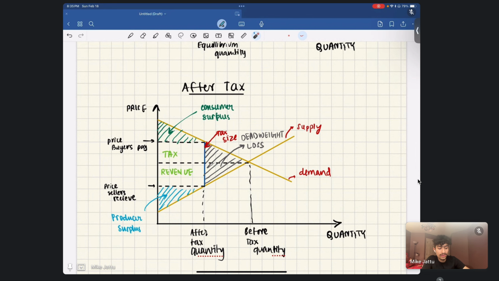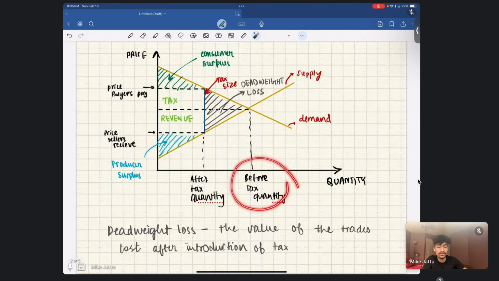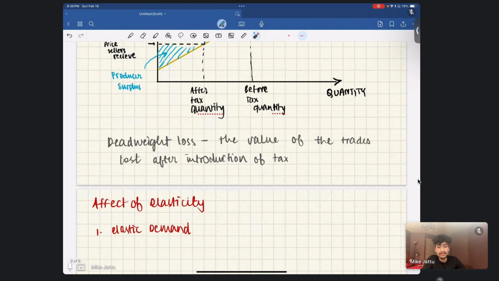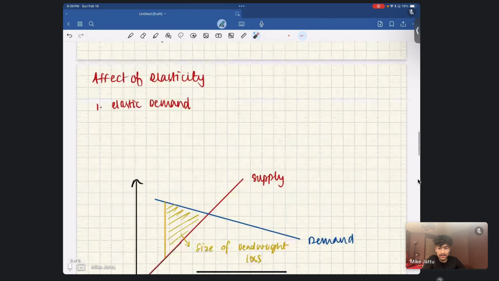Now, due to the introduction of tax, the quantity demanded and supplied is reduced. Hence, this region is the value that is lost after trades, lost after the introduction of tax. This region is called the deadweight loss. Now let's look at the effects of elasticity on deadweight loss.